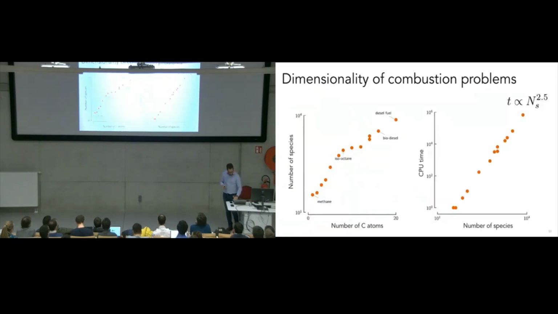Okay, and then this was the second issue. It's the dimensionality. You see it very clearly here. The number of species in a kinetics mechanism increases very strongly with the number of carbon atoms, and unfortunately, the CPU time also increases with the number of species, but with the power of 2.5. So you see that this makes the whole problem really challenging.